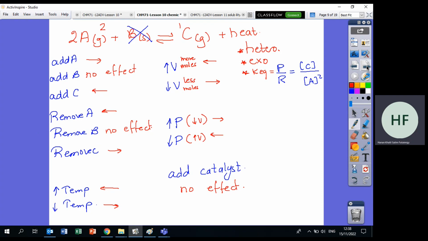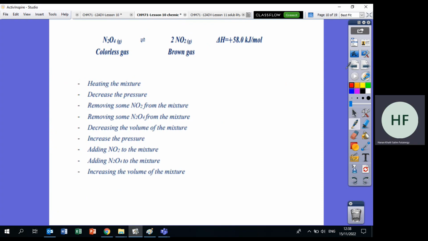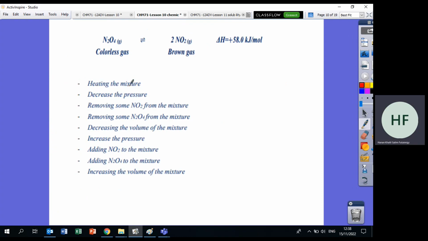Now let's do practice. The explanation of the lesson is finished. Okay, now what happens if we heat the mixture, decrease the pressure, removing? I want you to tell me in all these cases the reaction will move forward or the reaction will move backward. Now before we start, can you tell me if this reaction is endothermic or exothermic?